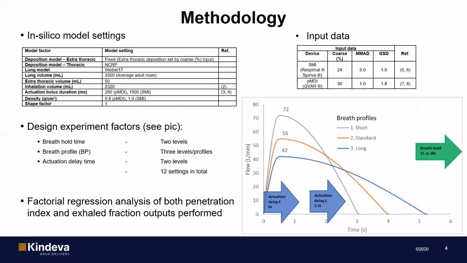Simulations were then performed for a matrix of the three factors. 12 experiments in total were performed. Regression analysis was then performed on that data for both penetration index and exhaled fraction. And that analysis was done to determine the relative impact of the three factors and whether there were any interactions between them.